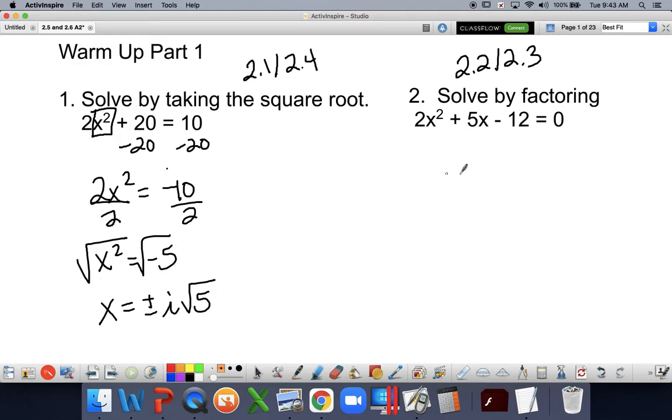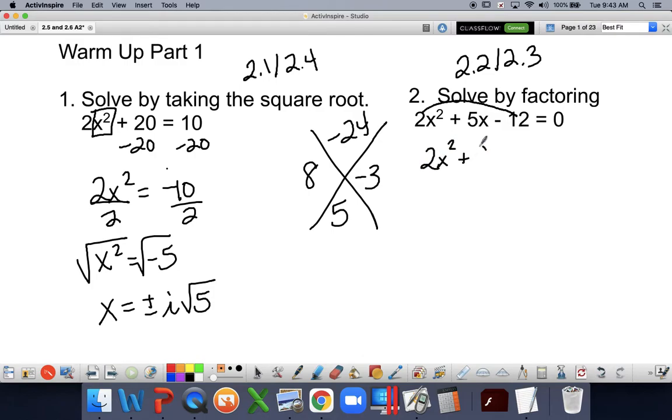All right, let's go over to the next one. We're going to solve this one by factoring. Notice I do not have a 1x squared. I have a 2x squared. So I'm going to multiply my a and my c, and I get -24 up top and then a 5. So I'm looking for two numbers that multiply to give me -24 and add to give me 5. 8 and -3. So I come back up here and I'm going to rewrite my middle term using plus 8x minus 3x.